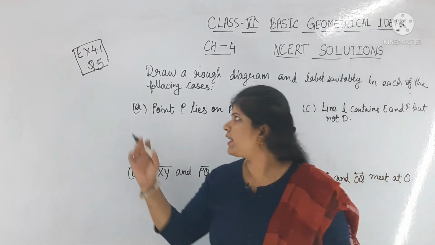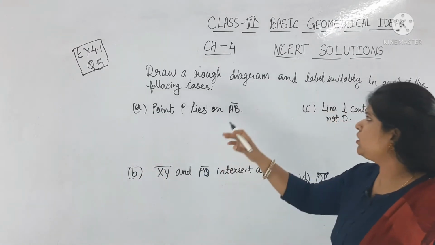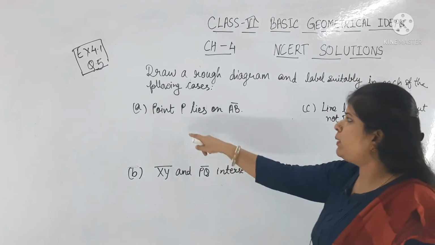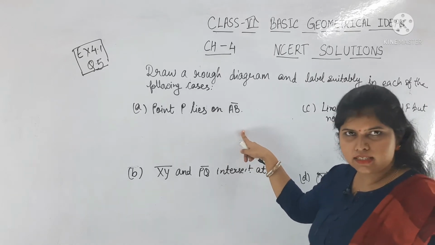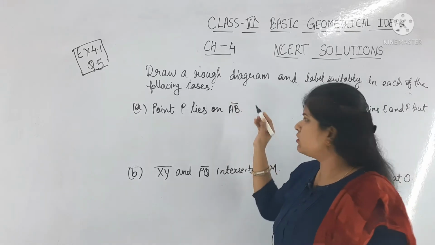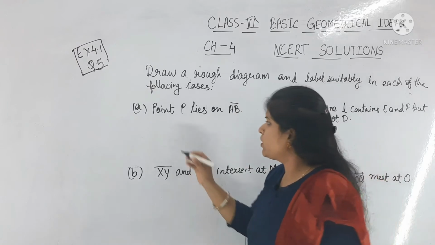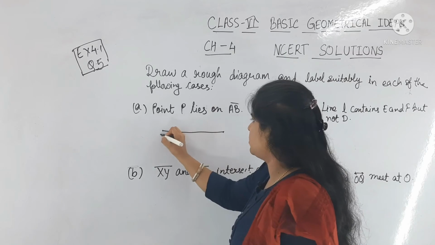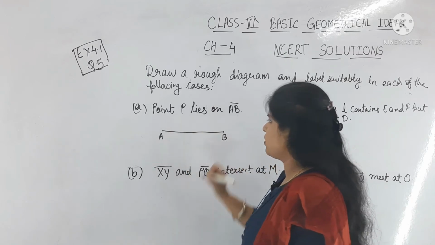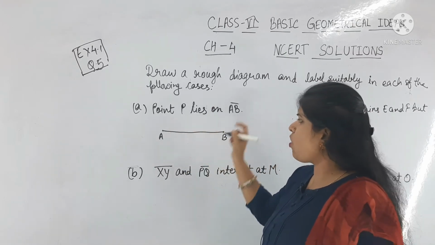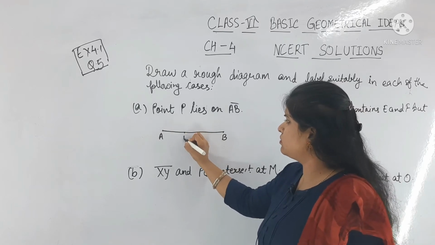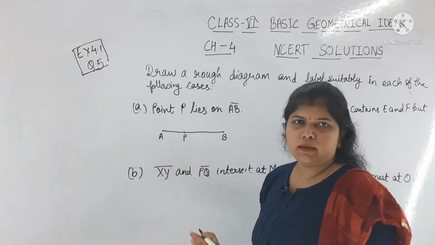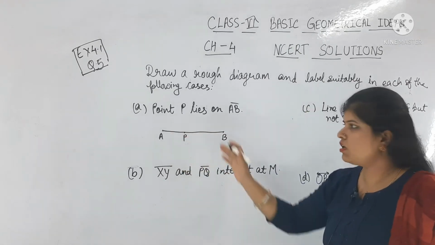Okay students, next is question number 5. Here you have to draw a rough diagram for the following cases. It is given that point P lies on line segment AB. A line segment has 2 end points. So first we make a line segment like this, A and B, and point P lies on it. Somewhere here, it may be at the midpoint or anywhere on AB. So this is the rough diagram for the first part.